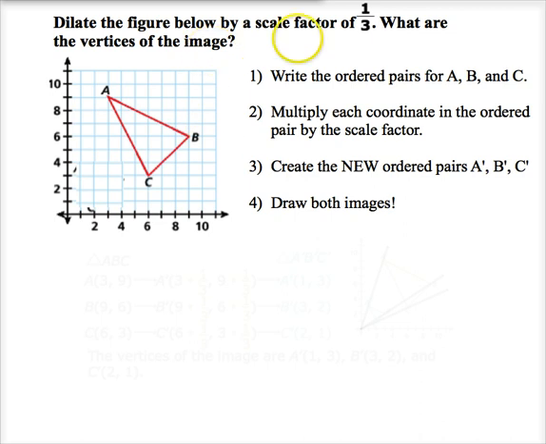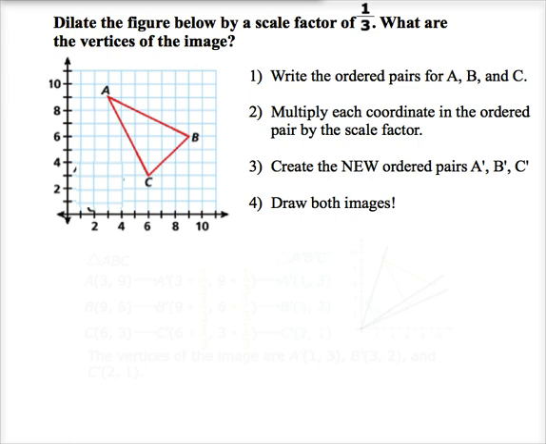So when we want to do a scale factor of a third, we can figure out the vertices of the image. So here's our original figure, ABC. When you're trying to do a scale factor and dilate a figure, the first thing you need to do is write down the ordered pairs for A, B, and C. So make sure on this slide that you pause for a moment and follow these steps one by one.